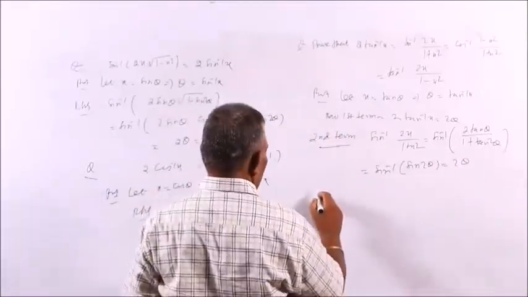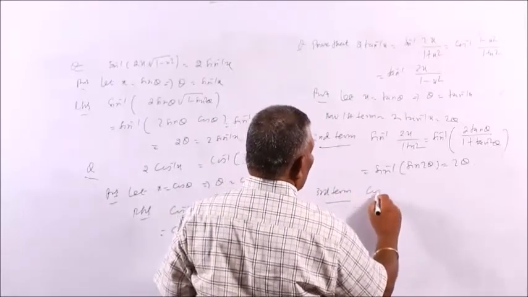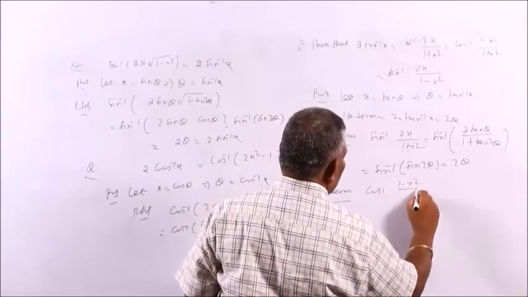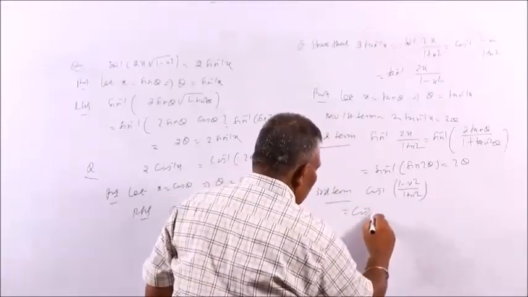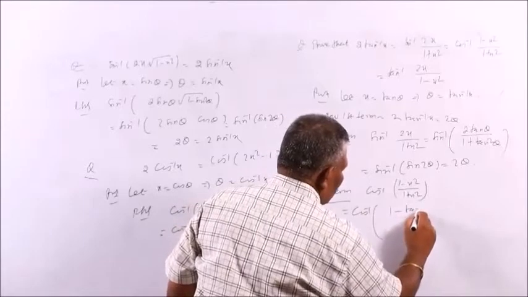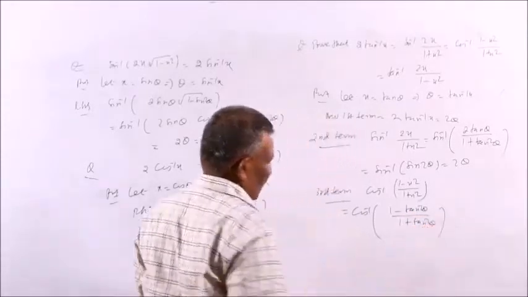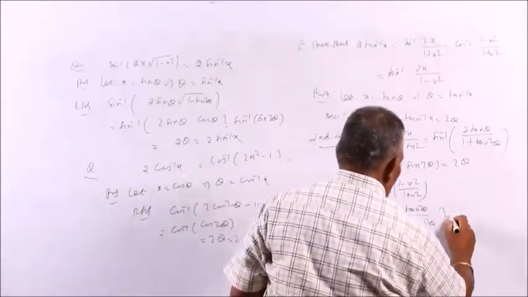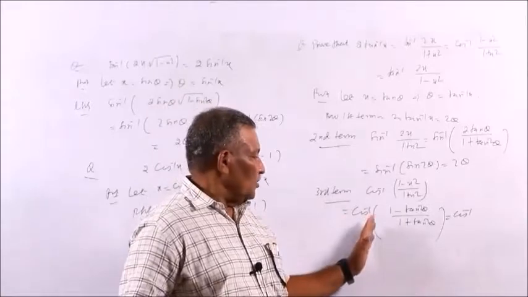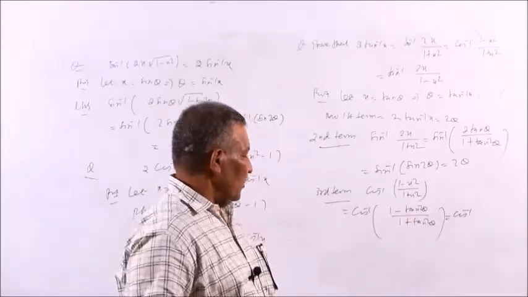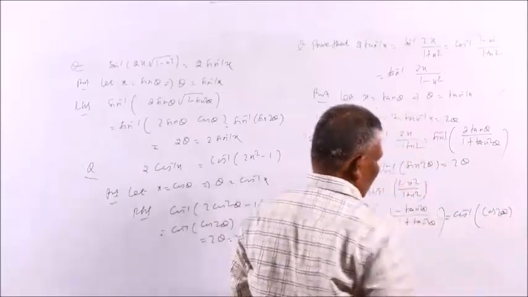Similarly, third term, cos inverse of 1 minus x square by 1 plus x square, that is cos inverse of 1 minus tan square theta divided by 1 plus tan square theta. That is cos inverse of cos 2 theta, having the formula in place of tan, that is 1 minus tan square theta by 1 plus tan square theta, that is cos 2 theta.